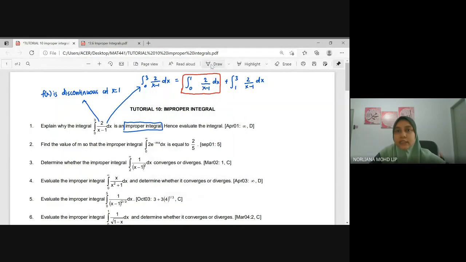Okay, selesaikan ni kita applykan limit lah ni kan. So, 1, 0. Kita kena applykan limit. Dia discontinuous dekat ni kan, x equal to 1. So, we apply the limit. Okay, t approach, untuk upper interval negatif kan, so 1 negative, 2 over x minus 1 dx.